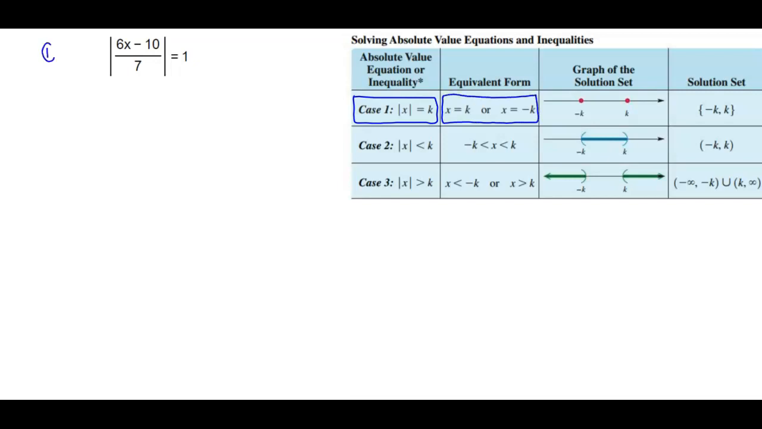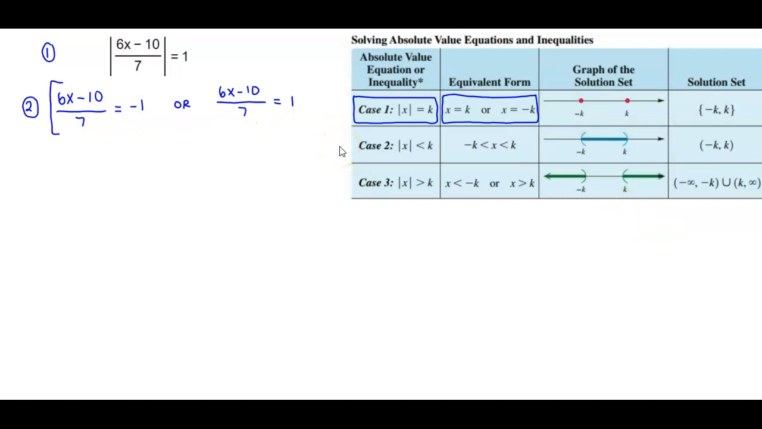So the second step of this problem is to have two equations. We have (6x minus 10) divided by 7, which is equal to negative 1, or (6x minus 10) over 7, which is equal to positive 1. You have to remove the absolute value bars because then you're applying the definition. So here's step 1 because it's in that form, and then you need to remove the absolute value bars. And now we're going to solve each equation.